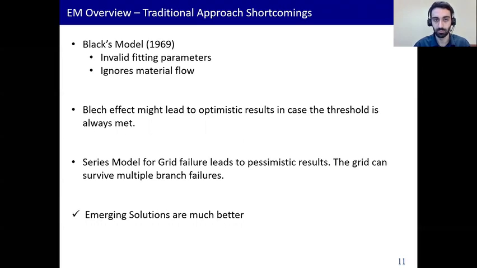This approach has many shortcomings. First of all, the branch-by-branch manner of analyzing the grid ignores material flow between two connected branches, which is inaccurate. Also, it has been pointed out in the literature that fitting parameters in Black's model are invalid under normal operating conditions. Moreover, the Black effect might lead to optimistic results in case the branches happen to be short enough. On the other hand, the series model might lead to pessimistic results. In fact, the grid can survive multiple branch failures.